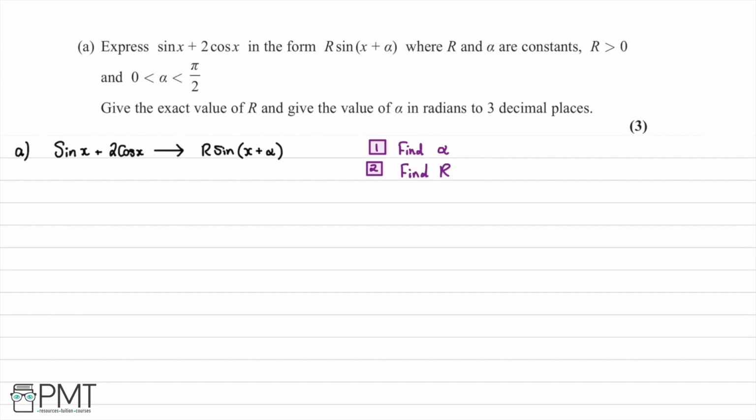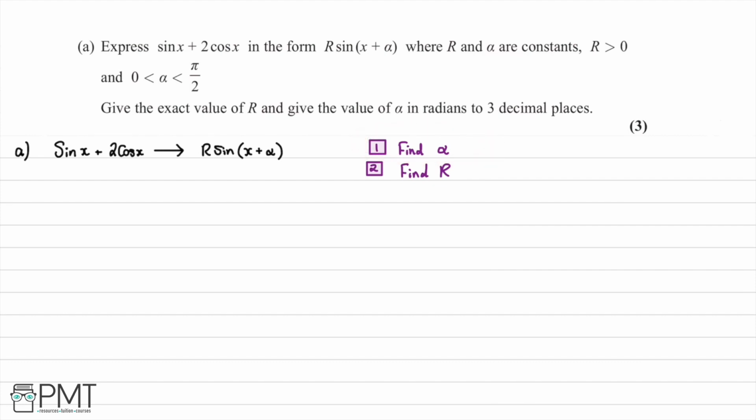So in this question, we're told to express sine x plus 2 cos x in the form r multiplied by sine x plus alpha, where r and alpha are both constants, where r is positive and we know that alpha is between 0 and pi over 2. We're told to give the exact value of r, and we're to give the value of alpha in radians to 3 decimal places. Okay, so our first step here is going to define alpha.